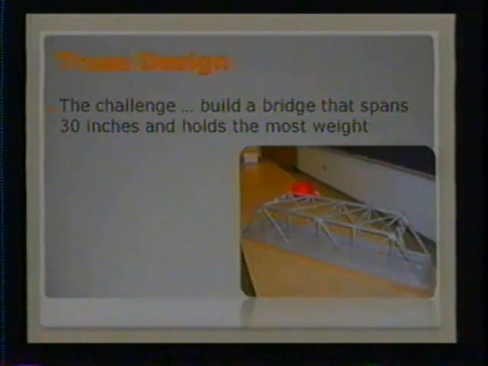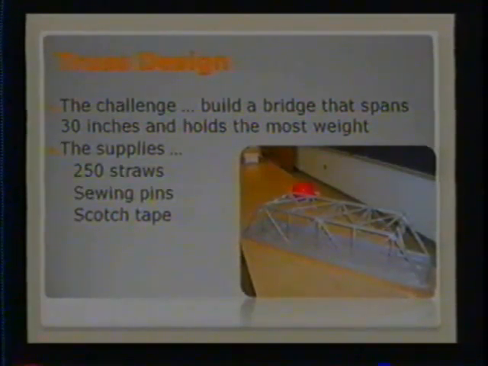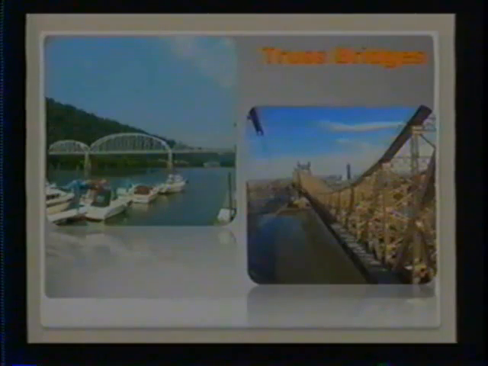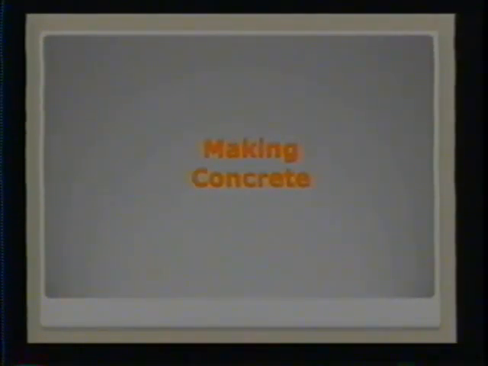The challenge is to build a bridge that spans 30 inches and holds the most weight, and all you need is straws and sewing pins and some scotch tape. And some of these bridges were made based on the concepts you got from designing a small truss, and all it required was some little physics, little math, and little ingenuity from the engineer. So that's one part of civil engineering, which is structures.